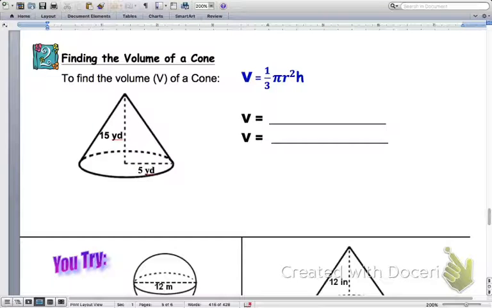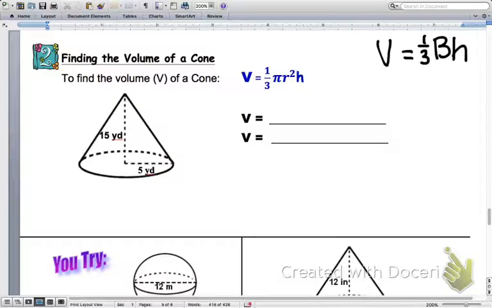We left off finding the volume of a cone. The volume formula that we're going to remember is the area of the base times the height. Remember that with a cone, we only need 1/3 of this formula. So our formula is going to be 1/3 times the area of the base times the height.